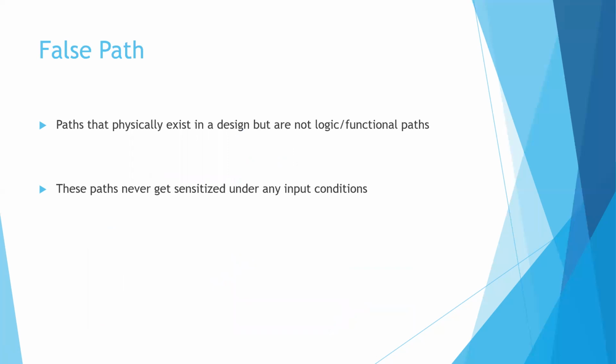Next constraint is a false path. False paths are the paths that physically exist in the design. They are physically present in the design, but are not logical or functional paths. Meaning the designer doesn't want that path to be sensitized for the timing analysis. So these paths never get sensitized under any input conditions.